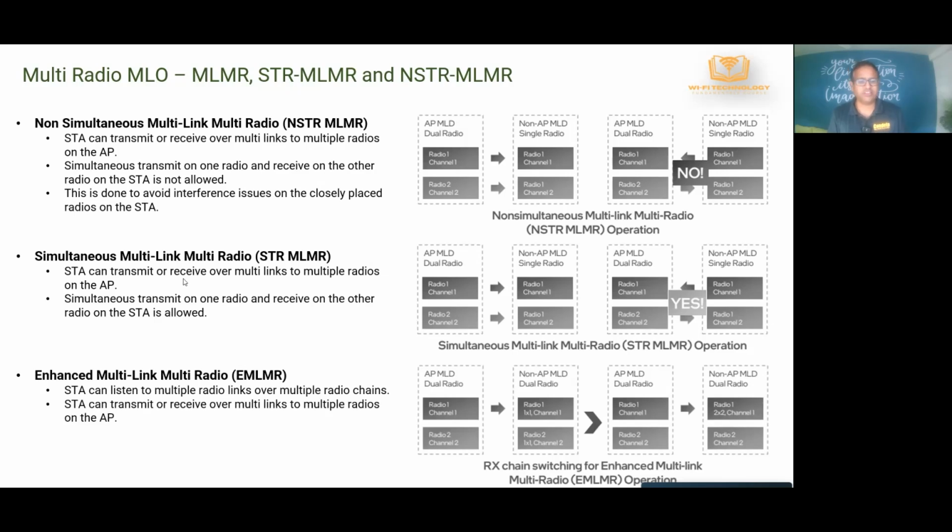Again, there's also an enhanced multi-link multi-radio, which is probably even more complicated, where you can take a single radio on a station, which is 2x2 MIMO, and then use one radio chain on that radio to scan on one channel, another radio chain on that access point to scan another channel, and then pick the links and use them, right? So again, the technology gets more and more complicated as we go, and not all of them will be practically implemented. Nonetheless, it's very interesting to learn about these techniques.